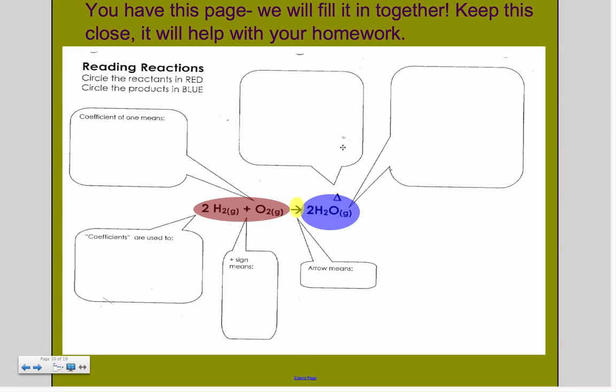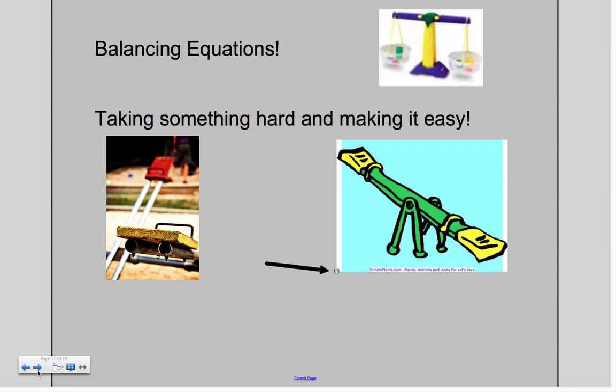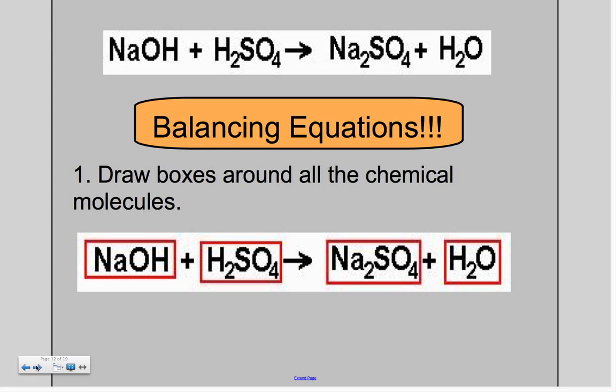So this page you should have gotten in your notes, and we will fill it out together. This would just be a review as we're in class. I'm not going to go over it in the notes because you can go back and fill it in based on the 2 slides back. So for balancing equations, I'm going to put this link here. This is, I believe, a Brain Pop link. So, taking something hard and making it easy.